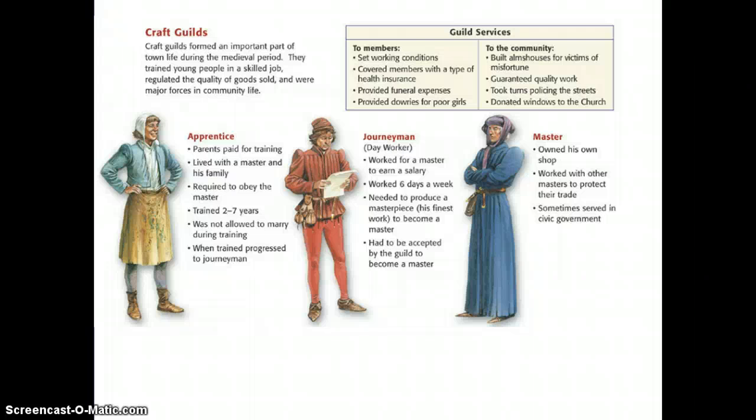If you notice up at the top, you have a whole series of really positive things that the guild service would give to the community and also to the members of the guild. It was very beneficial to belong to the guild.